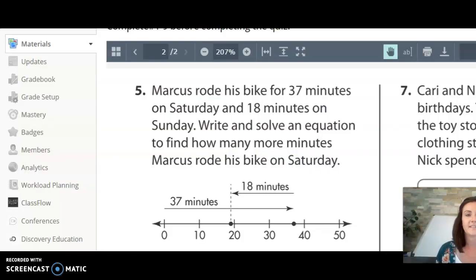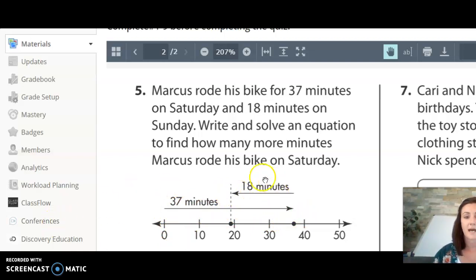All right, boys and girls, here's our next problem. It should be number 5 on your practice reteaching of time. So it says, Marcus rode his bike for 37 minutes on Saturday and 18 minutes on Sunday. Write and solve an equation to find how many more minutes Marcus rode his bike on Saturday. So here you see they've provided you with a timeline. They're showing you that 37 minutes here and the 18 minutes here.